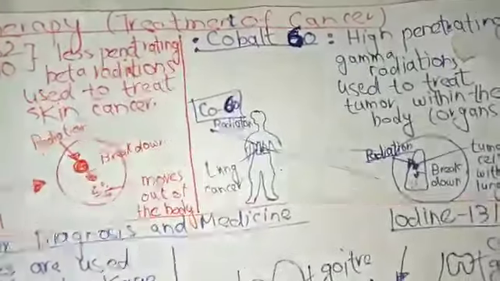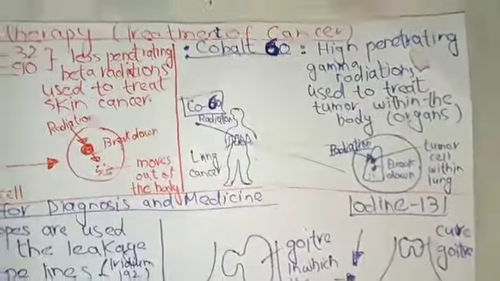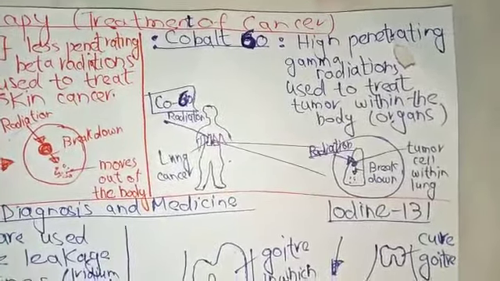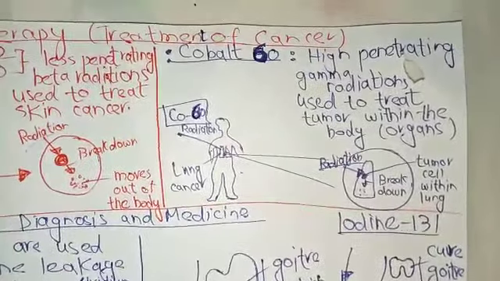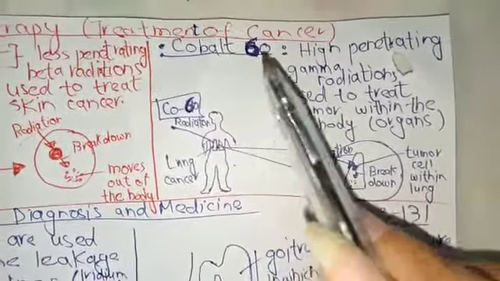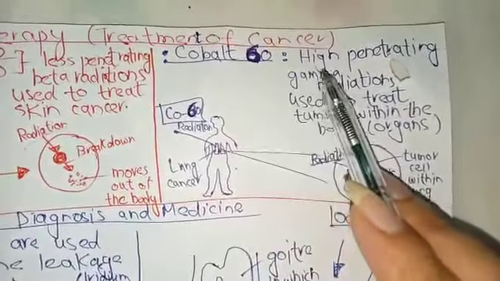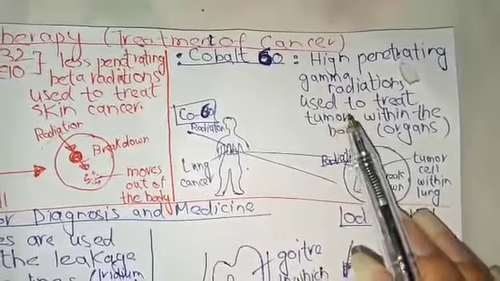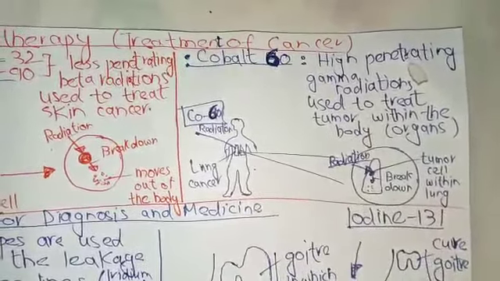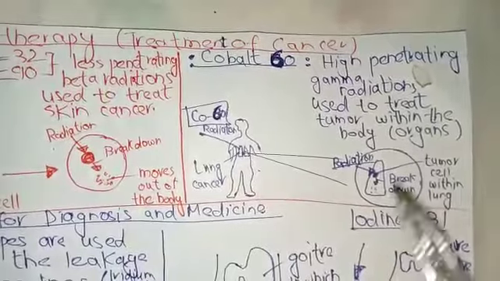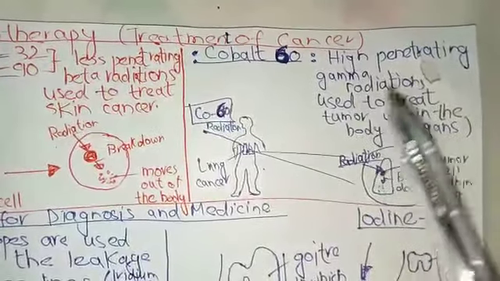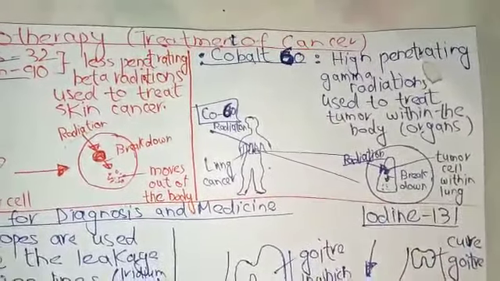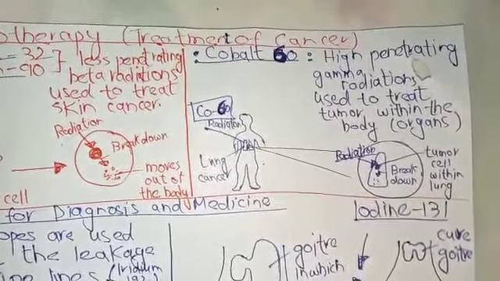Now here we will discuss cobalt 60, another radioactive isotope. Because cobalt 60 is also a radioactive isotope, it also emits radiation. What type of radiation is emitted by cobalt 60? Cobalt 60 emits the highly penetrating gamma radiations. These highly penetrating gamma radiations are capable of penetrating deep inside the body. Because of that, they are used to treat the tumor cell within the body, or you can say the tumor cell within the organs.